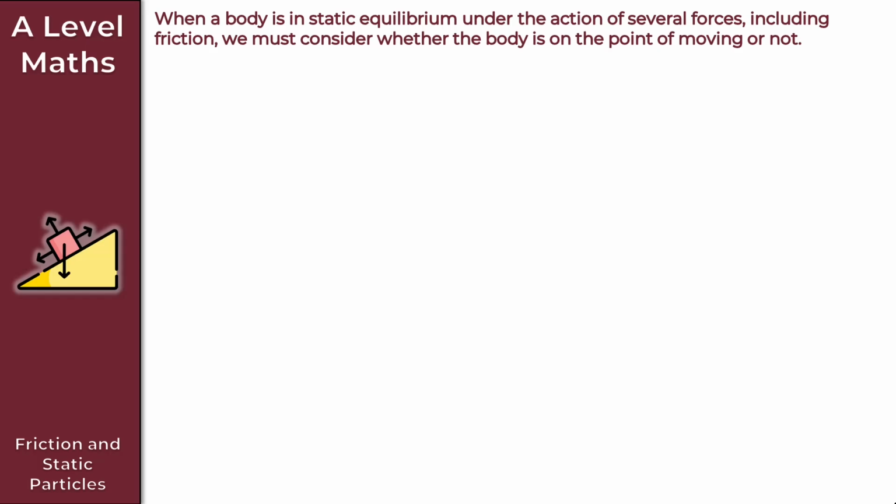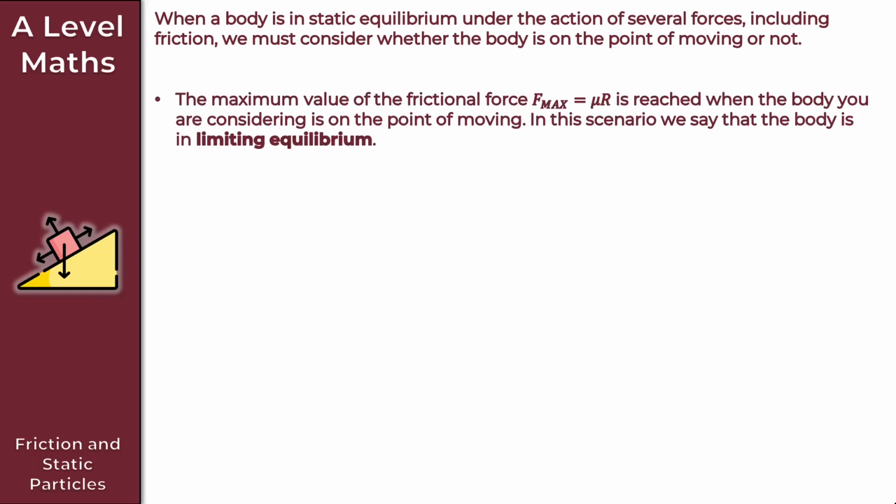In this video, we're going to take a look at friction and static particles. When a body is in static equilibrium under the action of several forces, including friction, we must consider whether the body is on the point of moving or not. For the first point, the maximum value of the frictional force, F max, is reached when the body you are considering is on the point of moving. In this scenario, we say that the body is in limiting equilibrium.